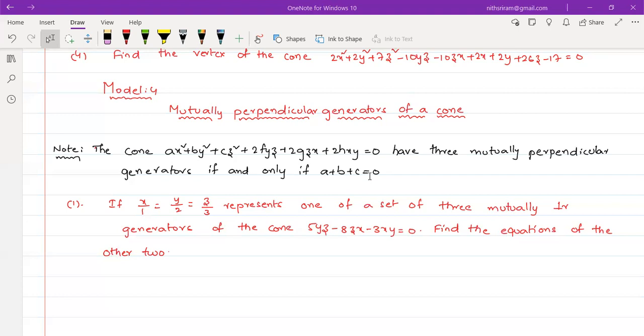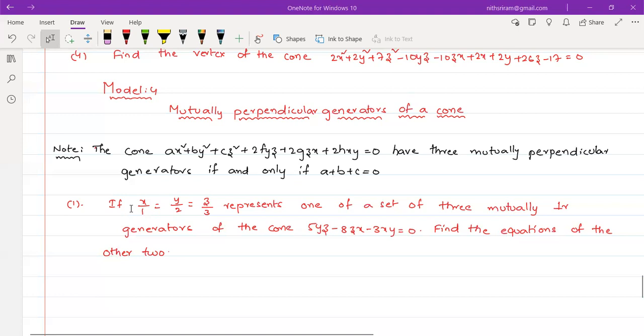Now we are going to do a problem on this model. We have given one generator of the three mutually perpendicular generators. Now we have to find the other two generators. Before finding those two, first of all we have to check whether the given cone equation possesses three mutually perpendicular generators or not. For that, we have to check whether a plus b plus c is equal to 0 or not. So coming to the problem.